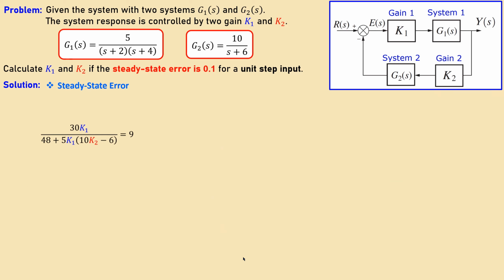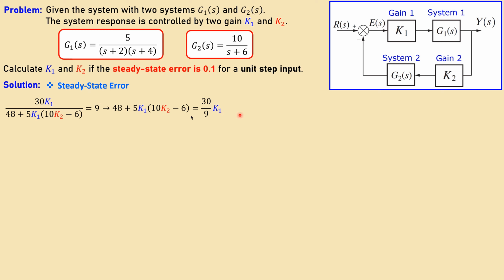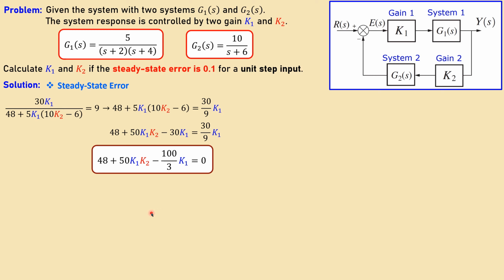Okay, let's move on. We have now this, and then we can rewrite this in this form so that we can calculate it more easily. So just 30k1 over 9, and you have this one. Now if you now work out the parentheses here, you will get 50 times k1 times k2, and then minus 30k1. I can move this 13 over 9 k1 to the left hand side, make this 0, just an expression which will work out nicely, and you will have this expression. So 48 plus 50 times k1 k2 minus 100 over 3 k1 is 0.